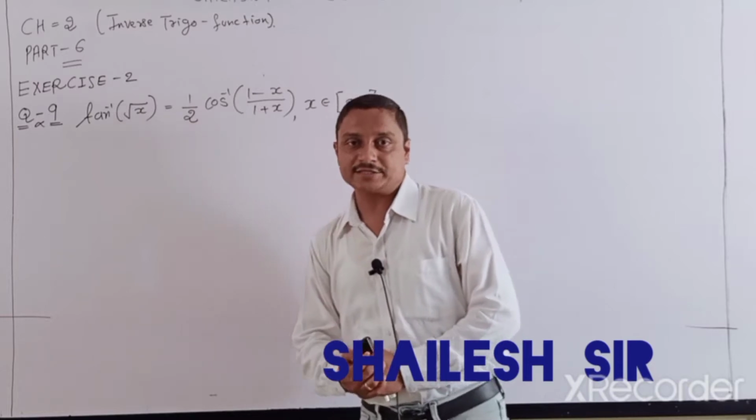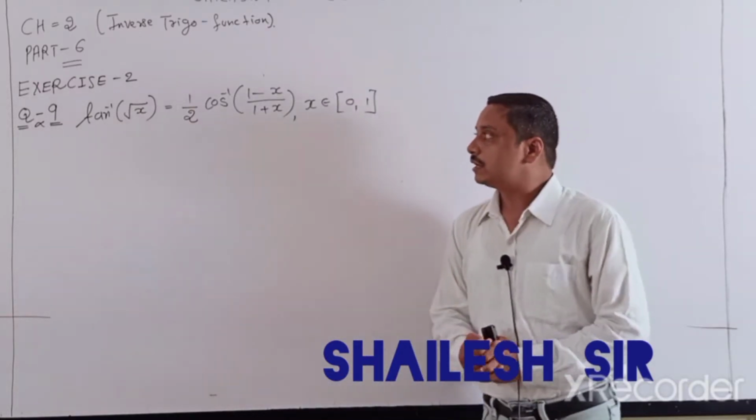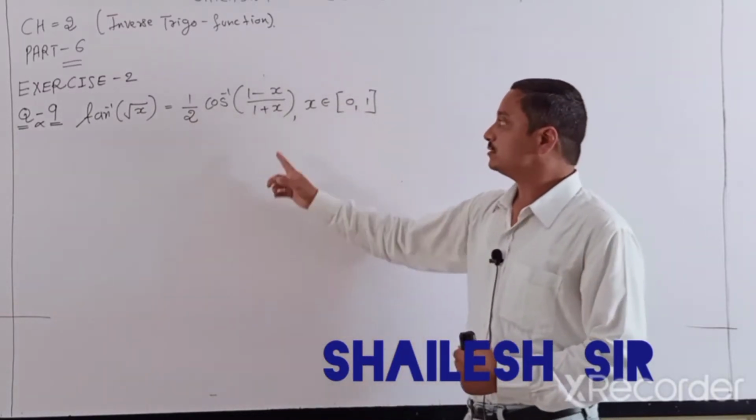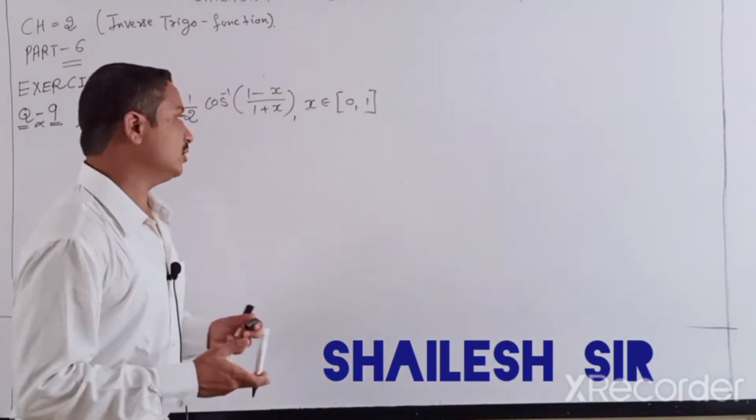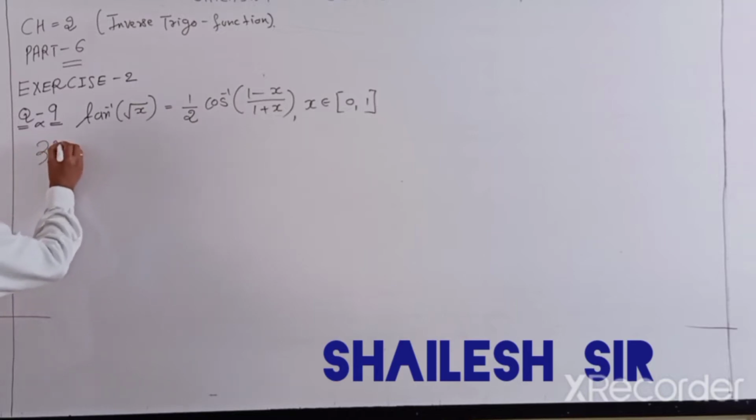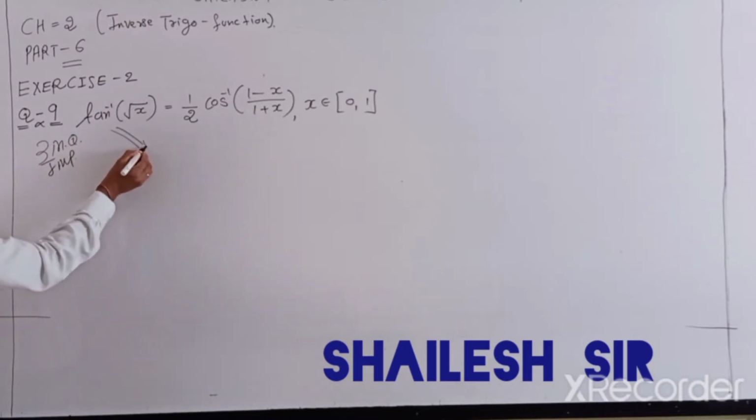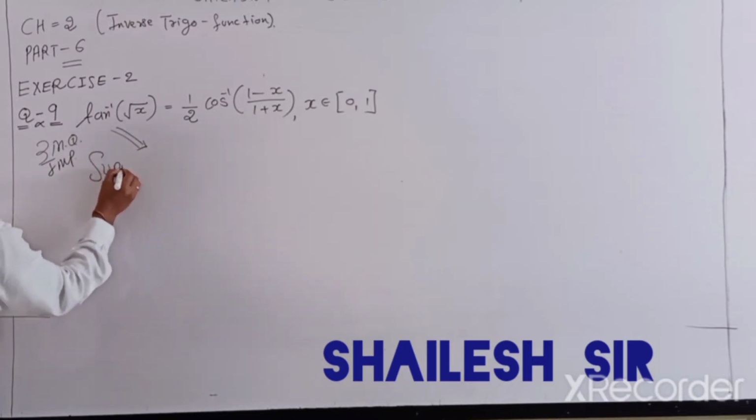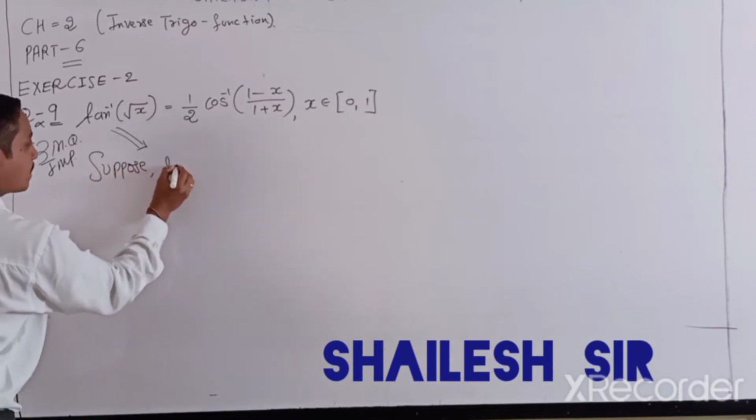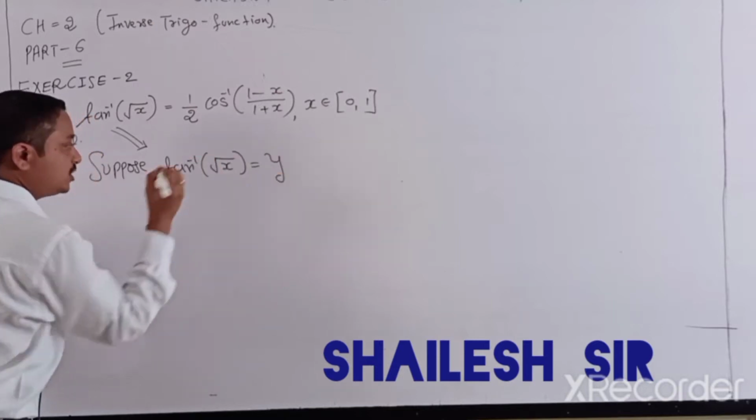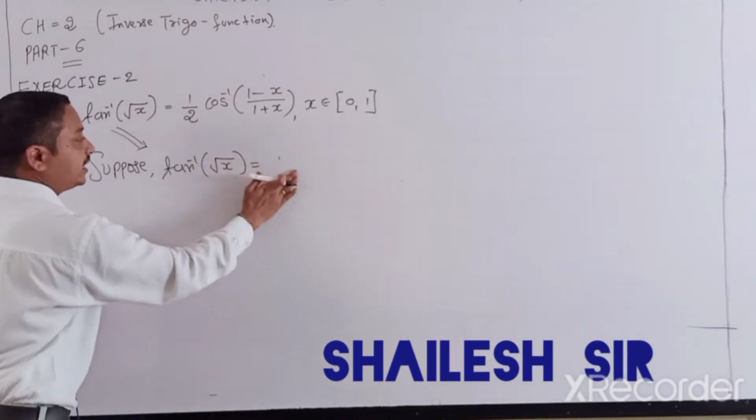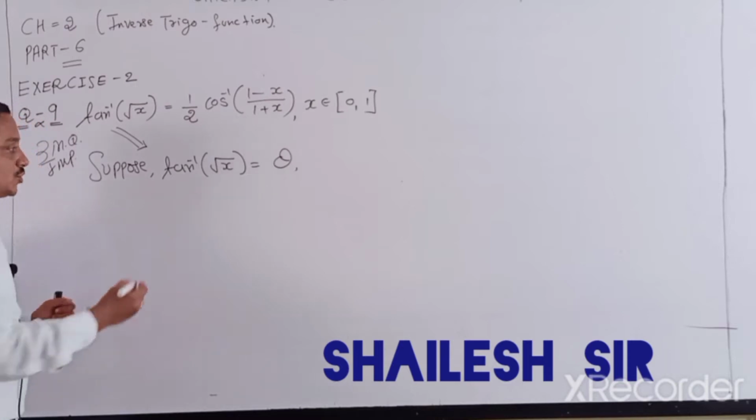Tan inverse root x is equal to half cos inverse (1 minus x)/(1 plus x). Students, this numerical is for 3 marks, important for exams. So I start by assuming tan inverse root x is equal to y, or theta as y. So what is root x?